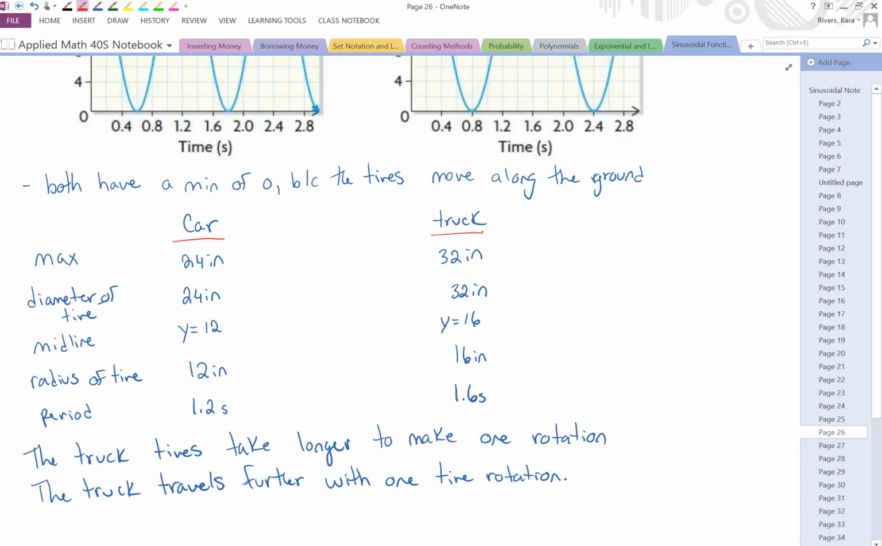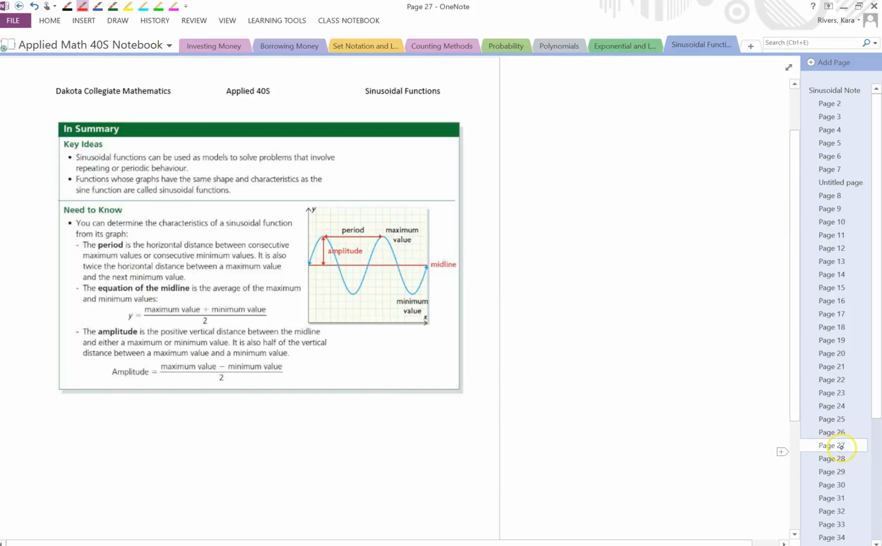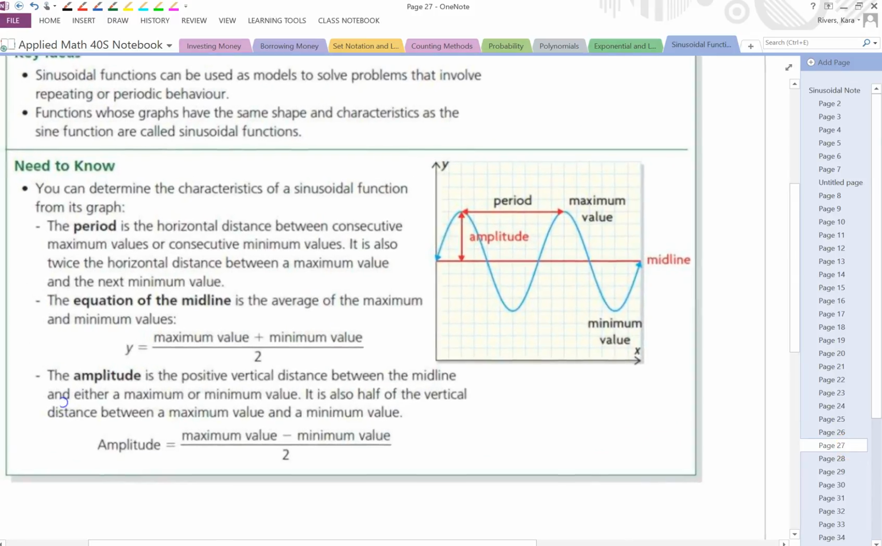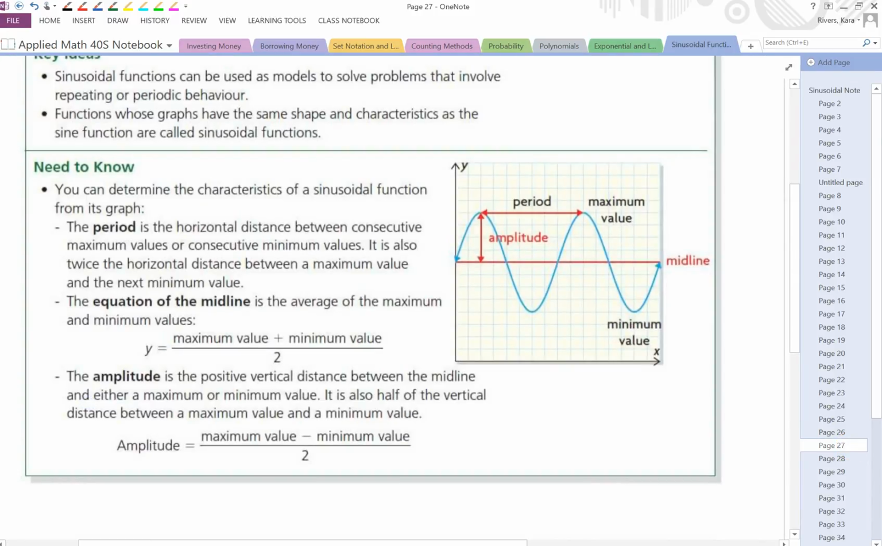So that's the last example, but there's a really nice summary on the last page here. If you have a look, we've got our equation for our midline. We've got our equation for our amplitude. We've got a nice graph that summarizes all the different terms that we've been looking at.